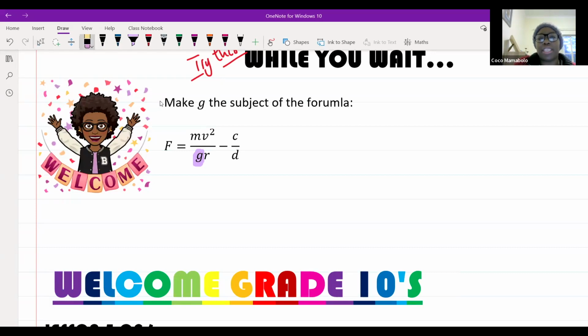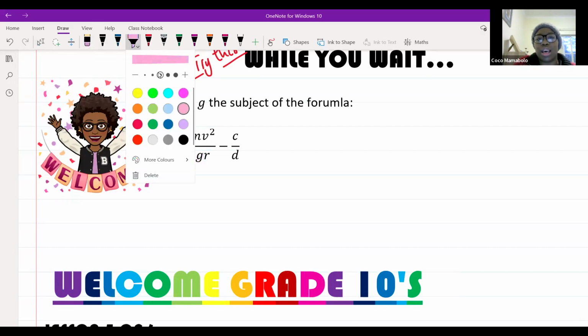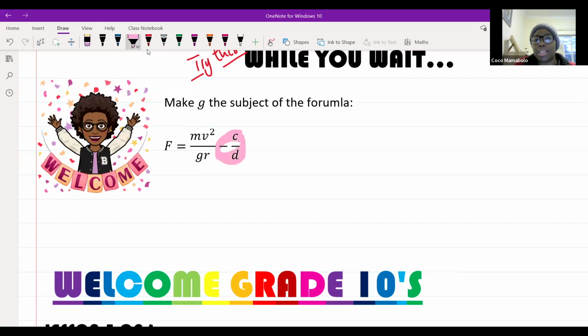All right, first thing I'm going to note is I want to get rid of this minus C over D. So minus C over D must go over to the other side. So I'm going to get F plus C over D is equal to MV squared over GR.